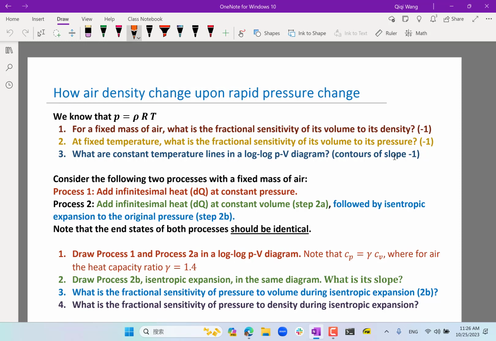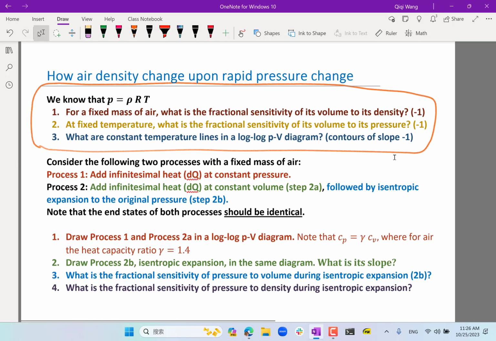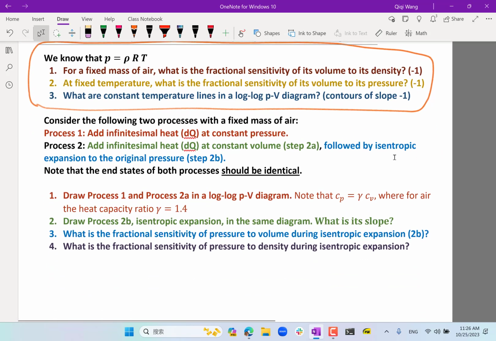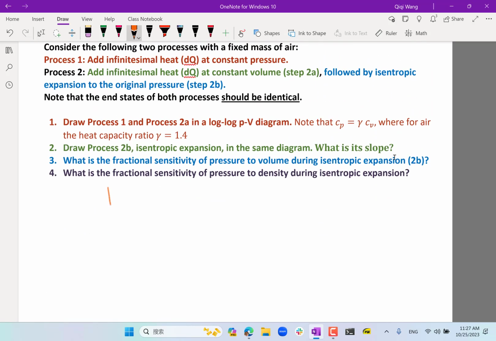What is an isentropic process? This is something we already derived previously. Now let's consider two different processes. Both are infinitesimal processes, so that we can actually use the fractional sensitivity analysis. Process 1 is we add an infinitesimal amount of heat at constant pressure. So in the PV diagram, what does that mean?